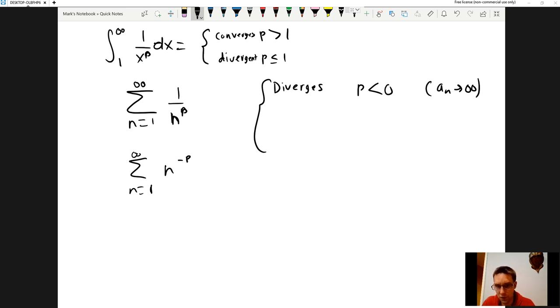Now, if p was equal to 0, then we basically have just n to the 0, which is 1. And if you just keep adding up 1 over and over again, well, that's definitely going to be divergent as well.